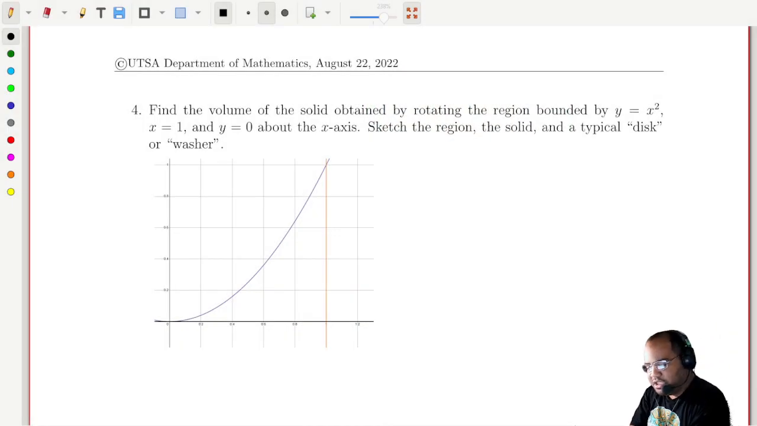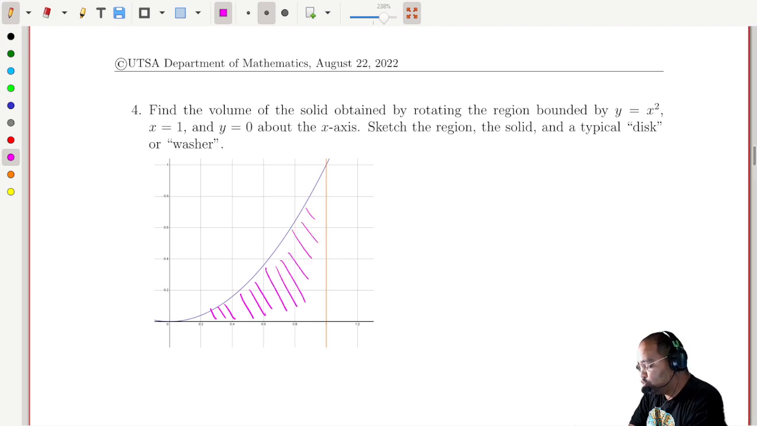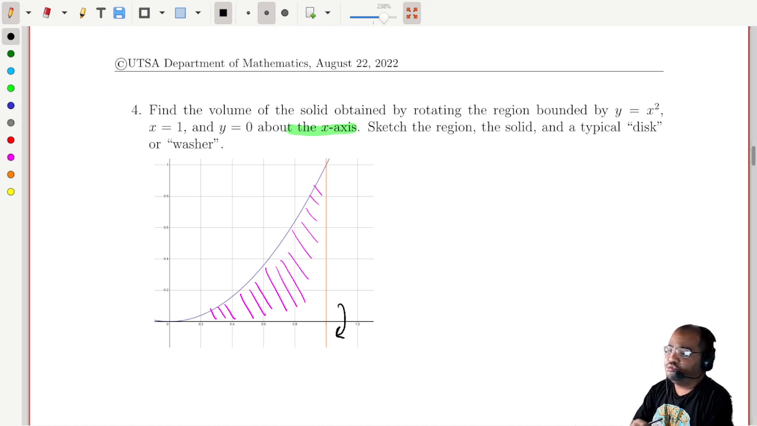We have a region in the plane, which I'll shade in magenta, bounded by the parabola y equals x squared, the vertical line x equals 1, and the x-axis, y equals 0. Take note that I'm going to rotate this region around the x-axis. What that means is I'm going to take this magenta shape and rotate it around this axis. I'll draw an arrow to represent that. So we have our region sketched here.